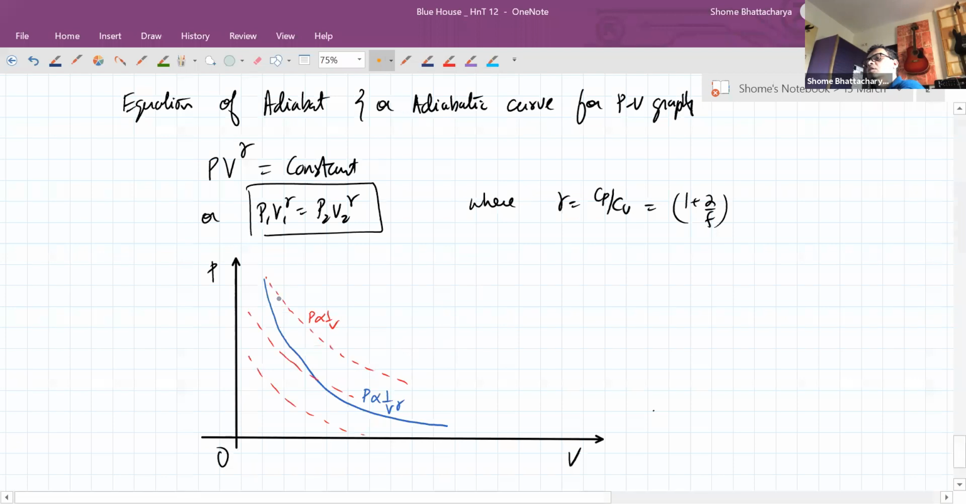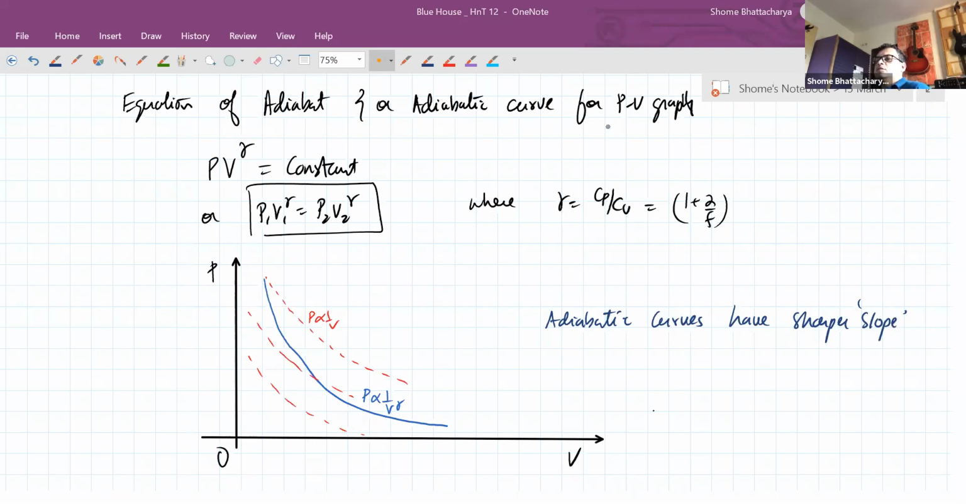So during an isotherm, adiabatic curves have a sharper slope. Okay, because you can also understand one thing, that if you're going from this point to, let's say, this point, E to B, it is an adiabatic expansion.